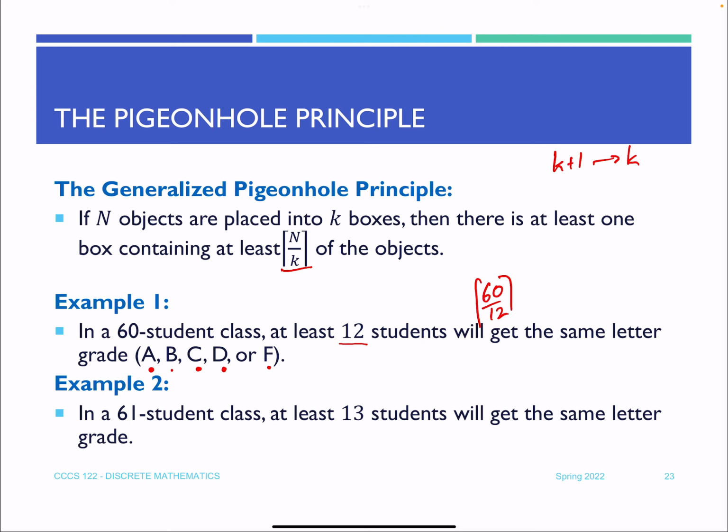Another example. In a class of 61 students, that number will go up to 13. Sorry, we have 5 grades over here, so 60 divided by 5 gives 12. And 61 divided by 5 is 12 point something. And when you apply the ceiling function to that, it becomes 13.